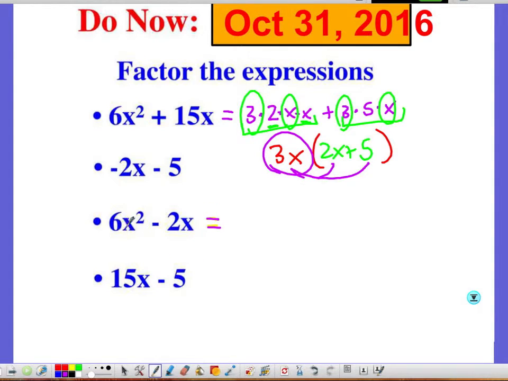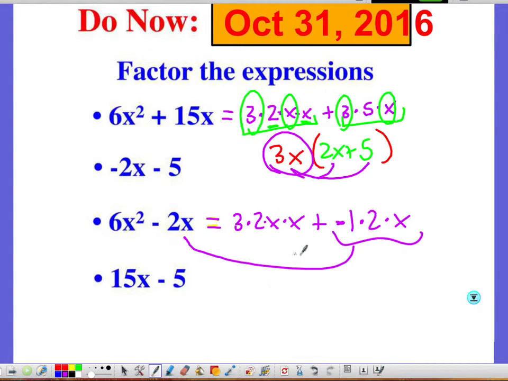What can I take out from 6x squared and negative 2x? Well, to really understand this, I need to break it down. So 6 I can break down as 2 times 3, and then x squared becomes x times x. There we go. That is the same as that. What about negative 2x? Well, that's going to be negative 2 times x, or to be more specific, negative 1 times 2 times x, because when I multiply these out, it gives me negative 2x.